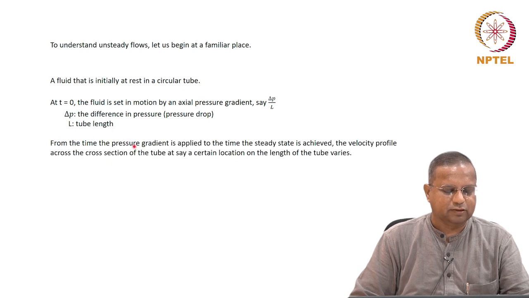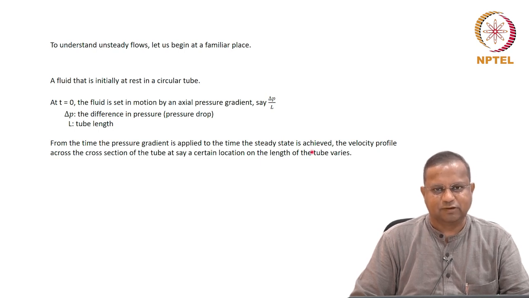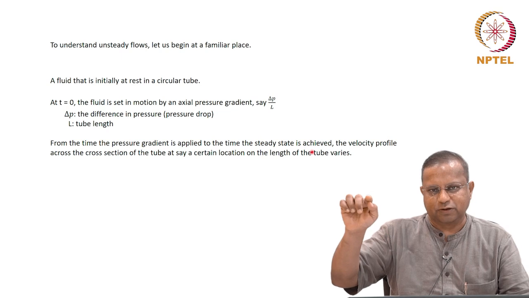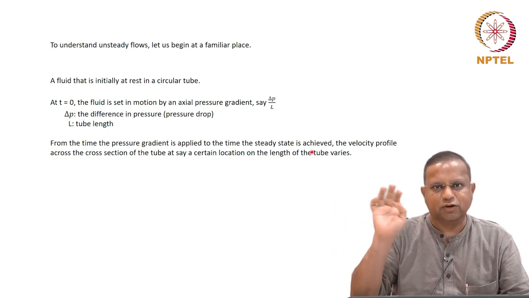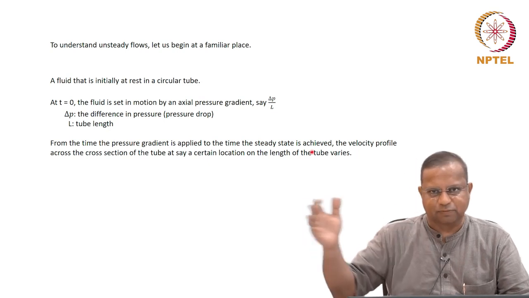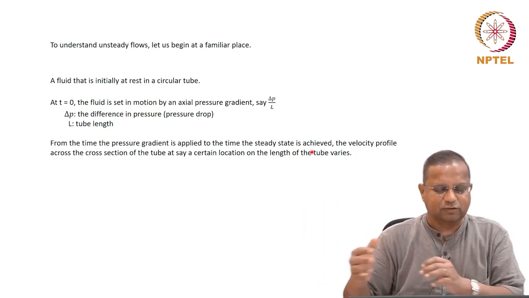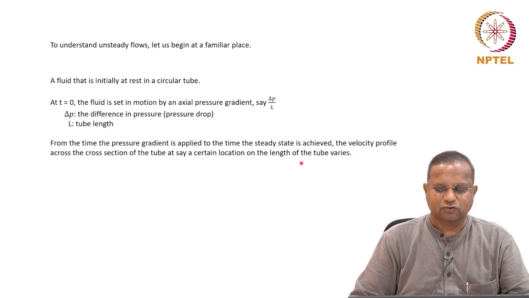L is the tube length, and we consider the period from the time the pressure gradient is applied to the time the steady state is achieved. Steady state is when the properties at a particular point, in this case the velocity at a particular point in the flow, do not change with time. That will happen after a certain time.